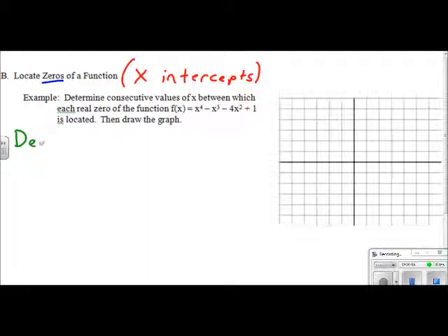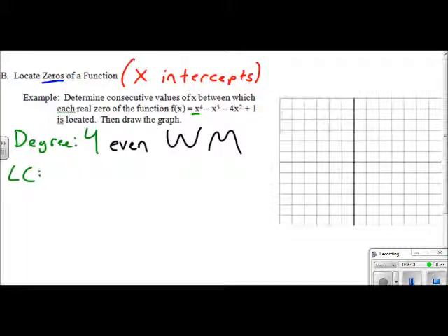So again, we'll start by asking, what is the degree of the function? Well, our biggest power is 4, which tells us it is even, and it's quartic. So it's going to look something like this or something like this. We're not 100% sure yet, but we know that the leading coefficient, the one out in front, is 1. It's just x to the 4th power. Since it is positive, we know that it's going to be this version.